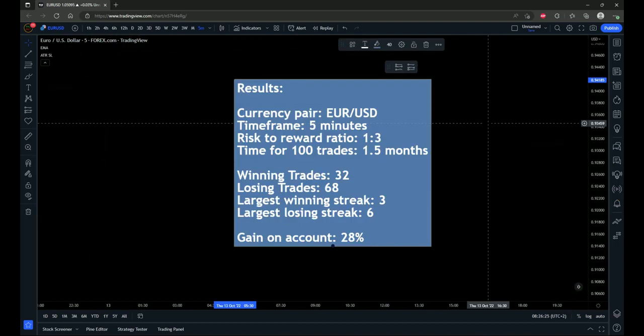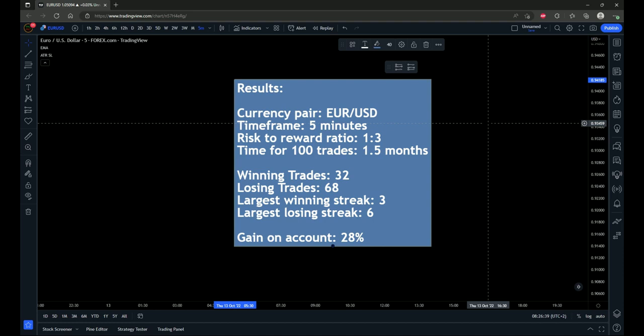All right, results are in after the 100 back-tested trades on Euro against the US dollar, 5-minute time frame. So let's cover it. The risk to reward ratio being used here was 1 to 3. It took 1.5 months to find the 100 trades.